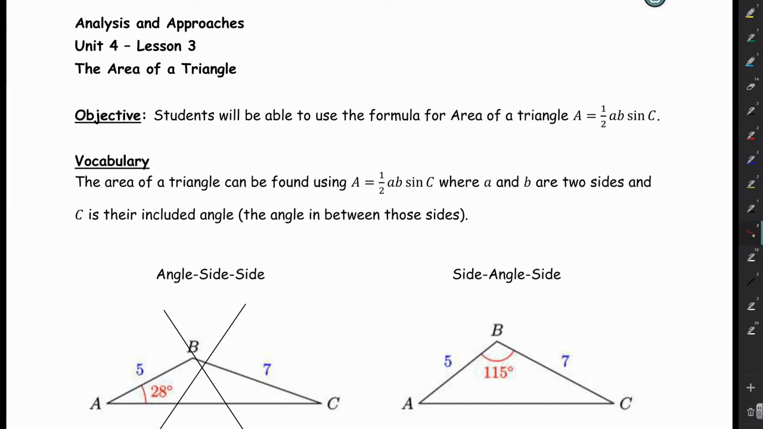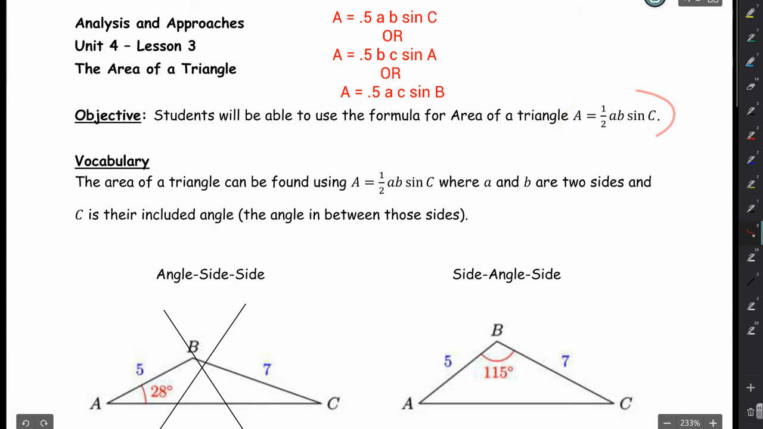Hi everyone, in this lesson we're going to be looking at using a formula to find the area of a triangle. And that formula is right here. It's A equals 1/2 AB sine C. The area of a triangle can be found using that formula where A and B are two sides and C is their included angle. So in other words, we have a side angle side scenario. We have two sides and we have the included angle, which means the angle between those two sides.